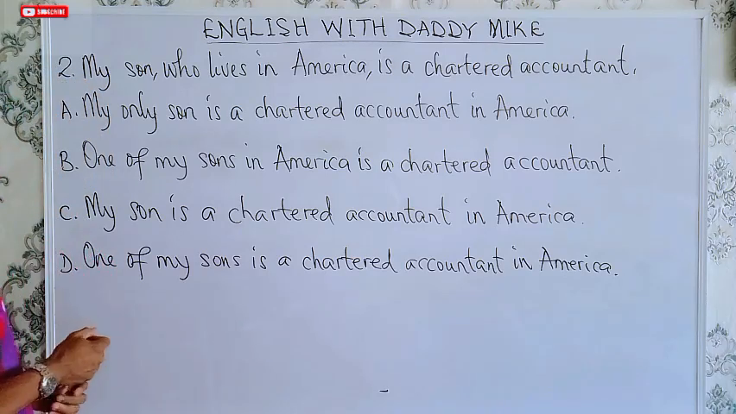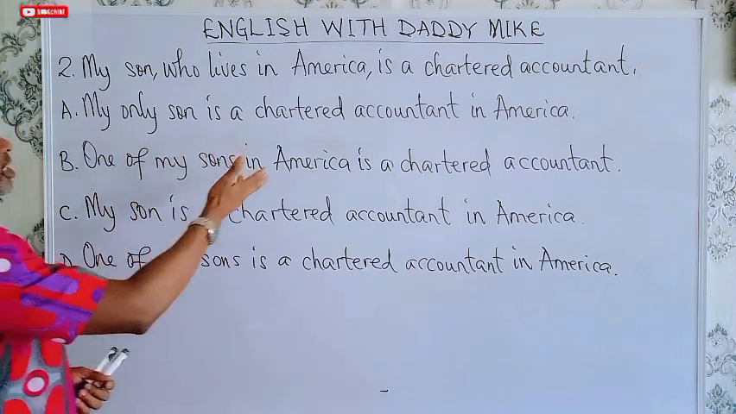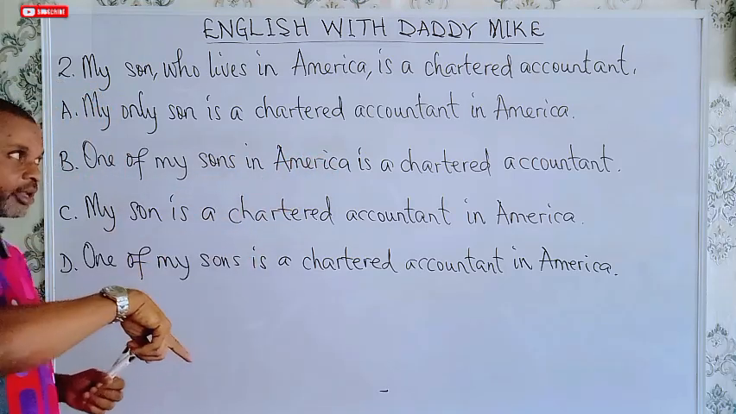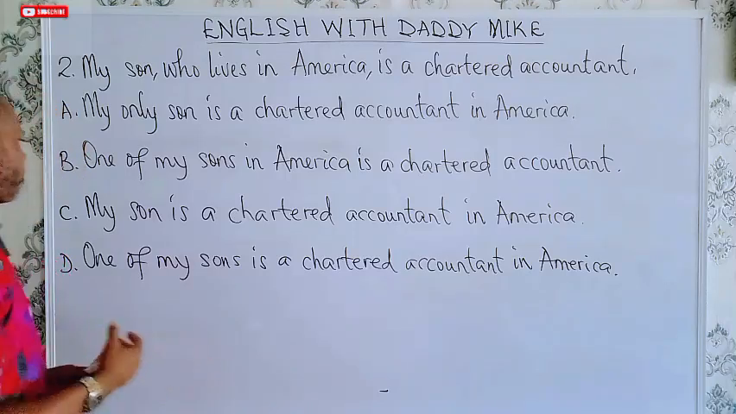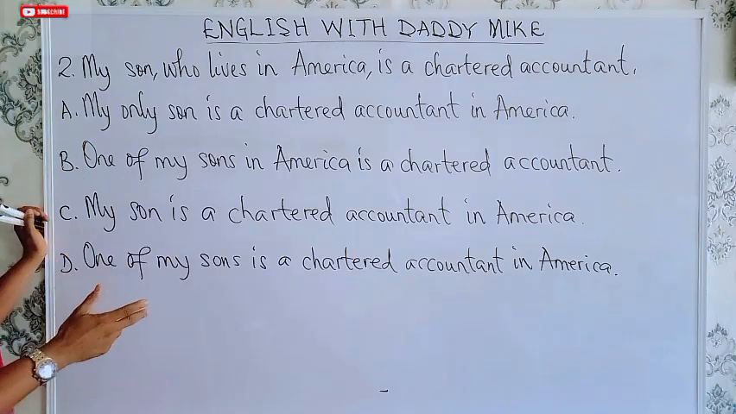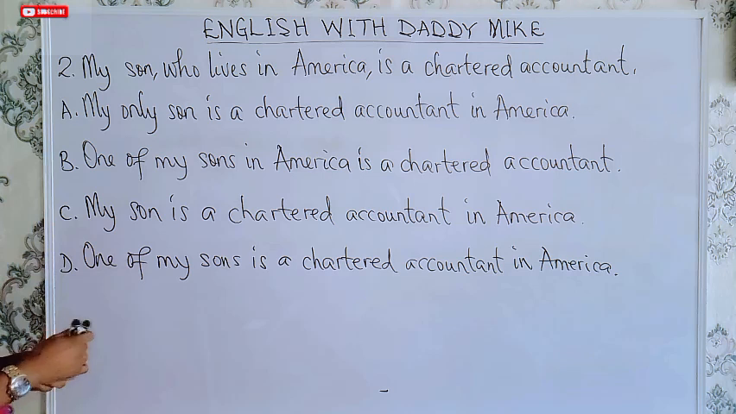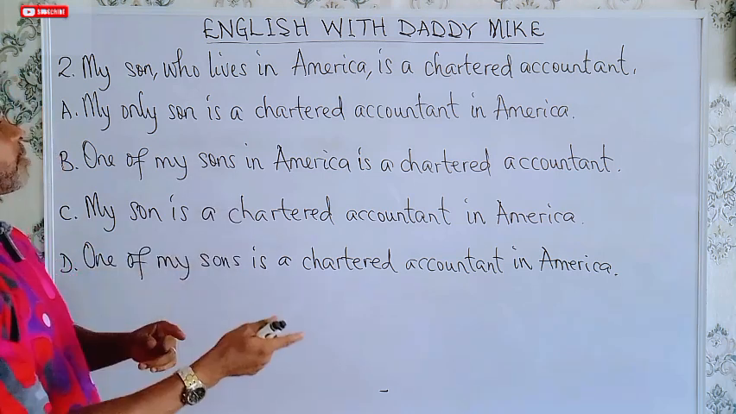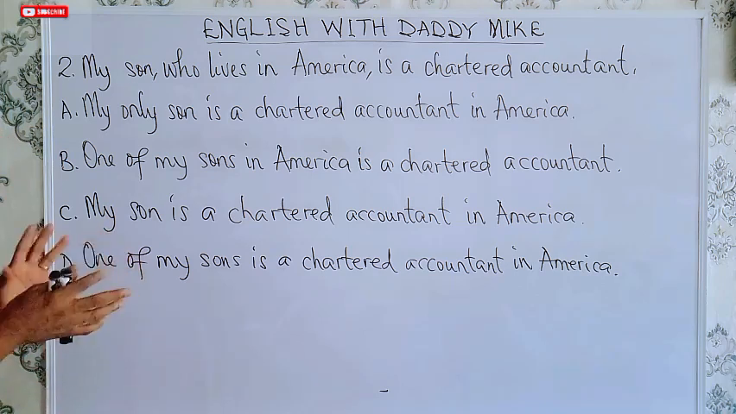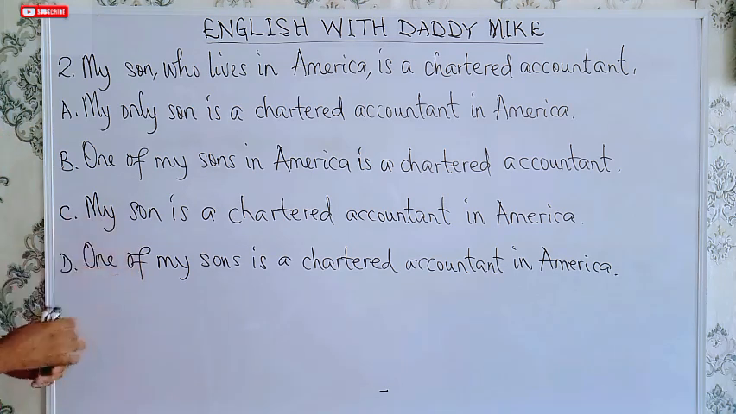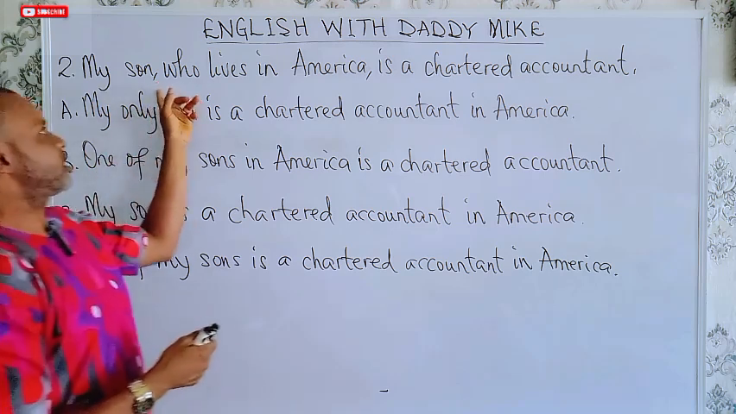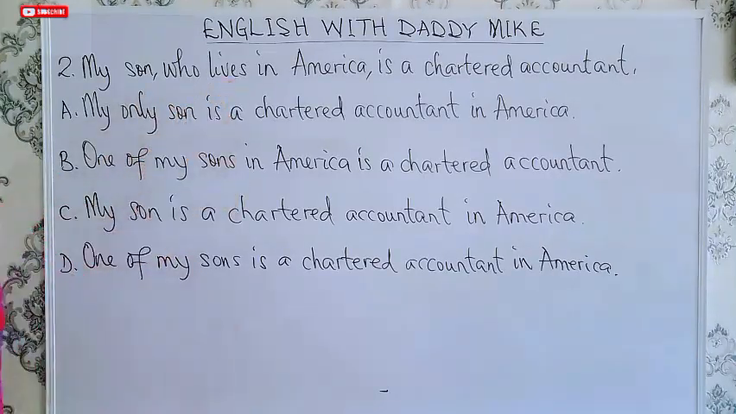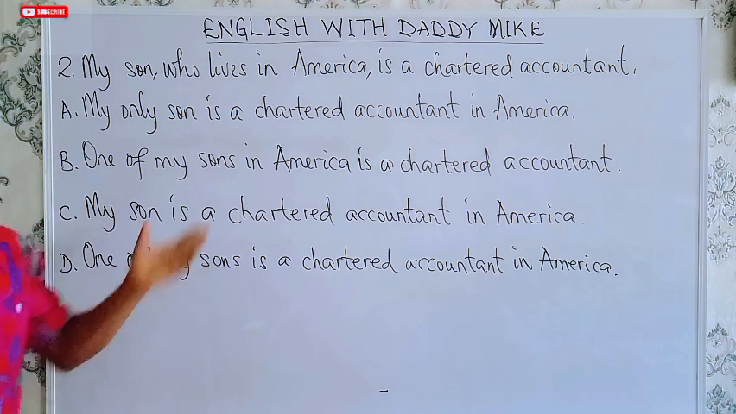What does it mean? My only son is a chartered accountant in America, or one of my sons in America is a chartered accountant, or my son is a chartered accountant in America. Or does it mean that one of my sons is a chartered accountant in America? There is a twisting of logic here based on the use of punctuation marks, the comma in this case. So which of them best captures the meaning embedded in that sentence? Please check.